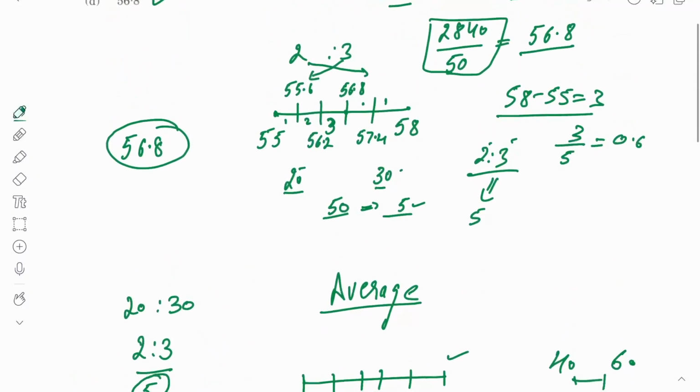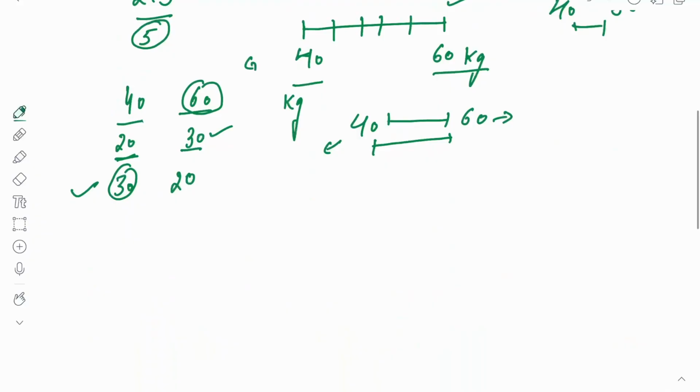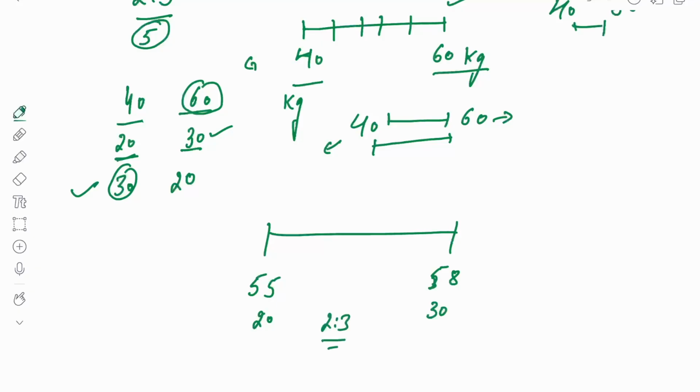So similarly, if I take the earlier example of 55 and 58, let's understand that. Here we had 55 and here we had 58, and in this we said that 20 are girls, 30 are boys, and the average wage was this. So now because it's coming out as 2:3 and we divide it into 5 parts, we get 1, 2, 3, 4, then 5. Now basically we have to divide this by 5 and we get 0.6 as the interval.